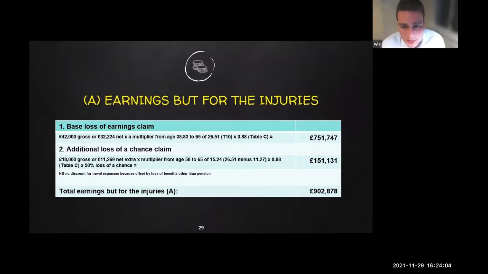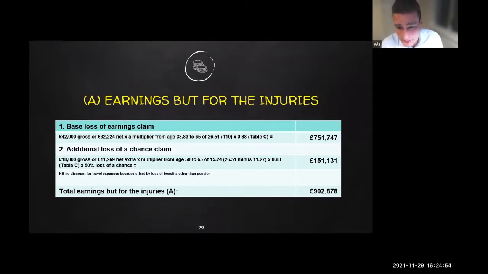And I've allowed 11,269 net as being the extra amount up to age 65, and the multiplier is calculated by taking the multiplier to age 65 of 26.51, which is from table 10 of the Ogden tables, less the multiplier to age 50, which is calculated from table 4. So it's 26.51 minus 11.27, and then you multiply that by the same discount factor of 0.88, and then you multiply it by the 50% loss of a chance. So you get 151,131, and you add those two together.